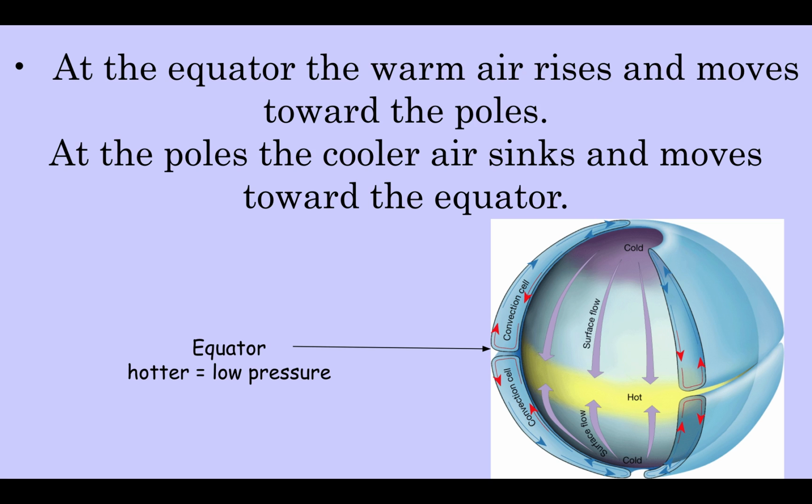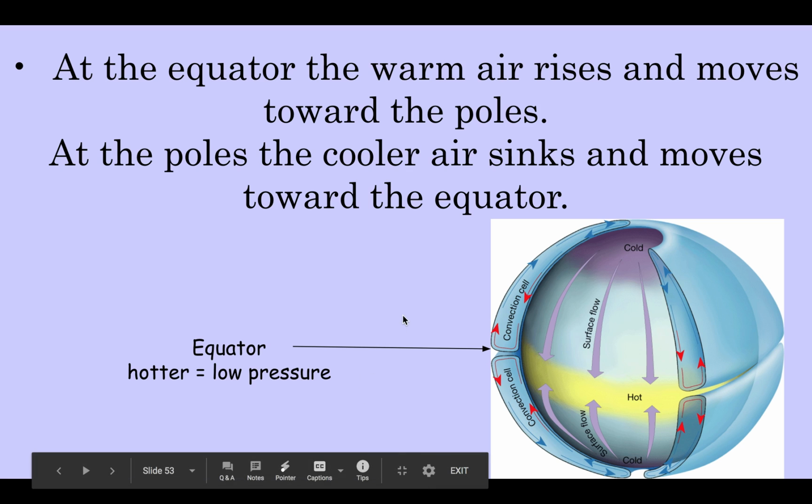Hot temperature means low air pressure. So if you follow that arrow, you can see that at that location, air rises from the surface of the Earth up. That hot air is going to rise and go up because it is low air pressure.